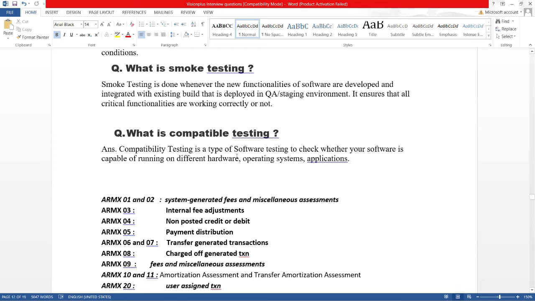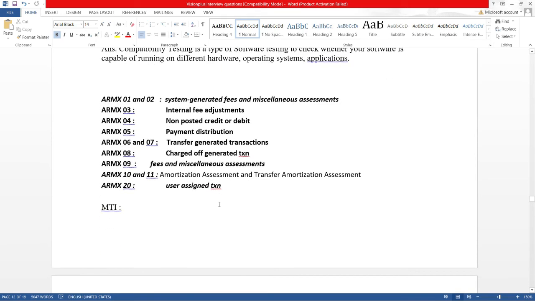Now this is the very last, but the interviewer may also ask what are the different kinds of fee on the AR, different kinds of transaction on the ARMX 01, 02, 03, 04 up to 10, 11, you should know. And in the last, you have to say like user assigned transaction, which normally we use for testing, on the ARMX 20. In some businesses it may be different also.